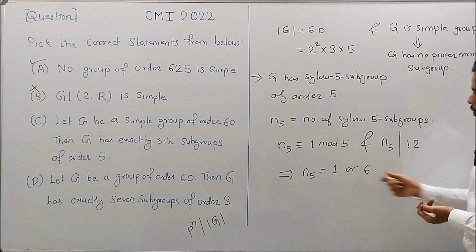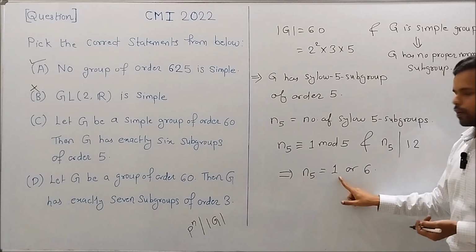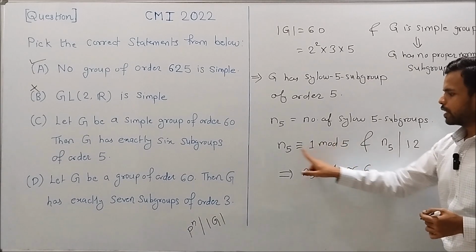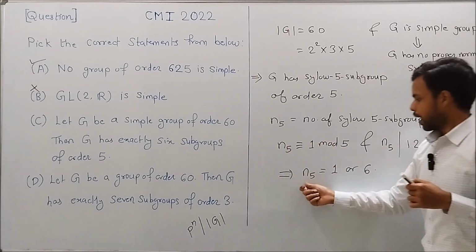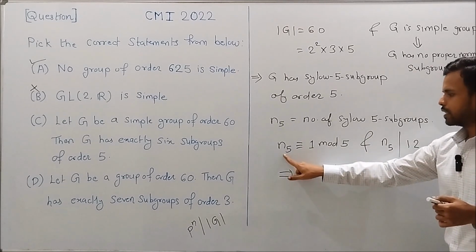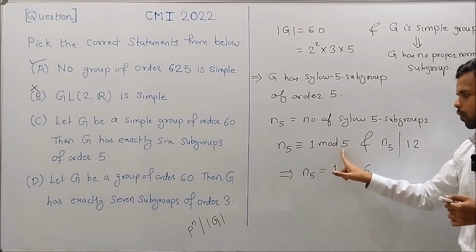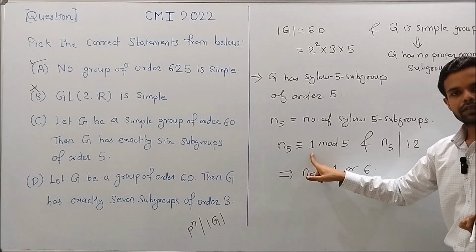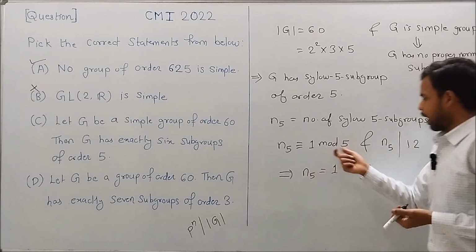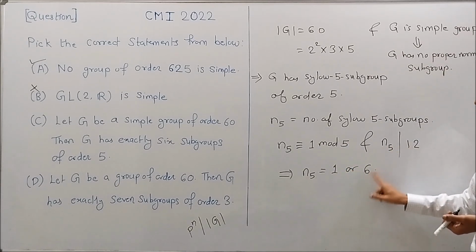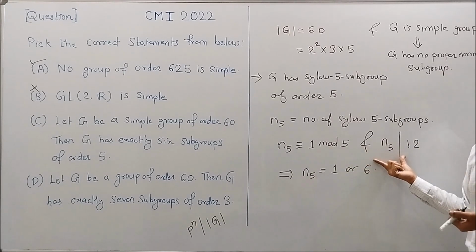You can verify. For example, when N5 equals 1, then 1 is congruent to 1 mod 5, because 5 divides 1 minus 1, that is 0. And when N5 equals 6, then clearly 6 is congruent to 1 mod 5, because 5 divides 6 minus 1. Also when N5 equals 1, 1 divides 12, and when N5 equals 6, 6 divides 12. So these two numbers satisfy these two conditions.